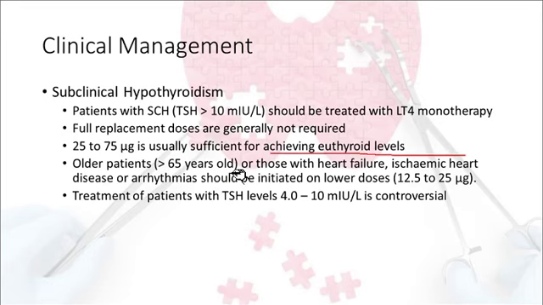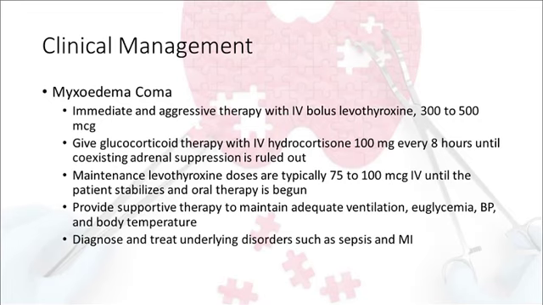Older patients who are older than 65 years old or who have heart failure, ischemic heart disease or arrhythmias must be initiated on a lower dose, anywhere between 12 to 25 micrograms. For TSH here, you want to aim for a state of subclinical hypothyroidism, which is between 4 and 10 micro international units per liter, but that is considered to be controversial.